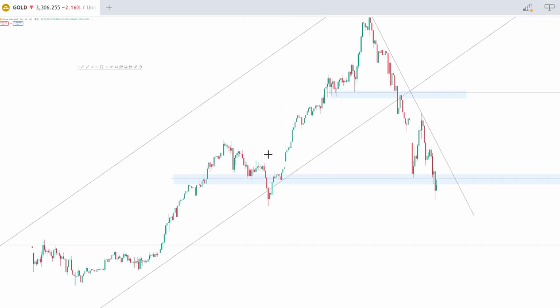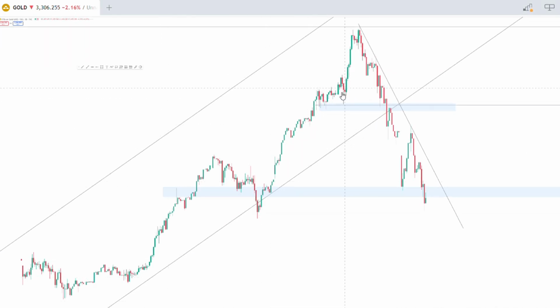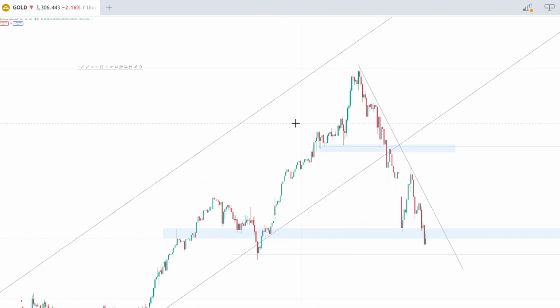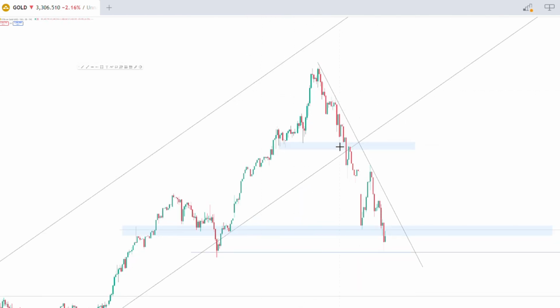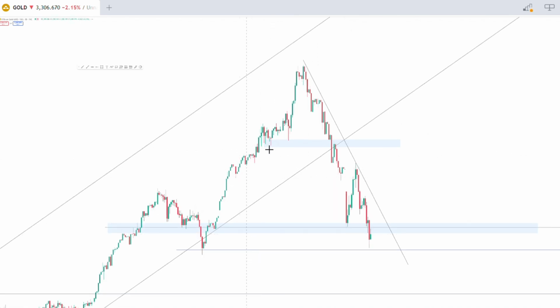If you look here, you see that the market has been in an overall bullish trend. Gold has been bullish for a long time now. And unfortunately, we got this breakout. We got this sell over here, which turns out to not be a pullback. You understand?